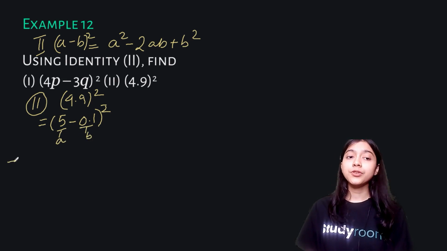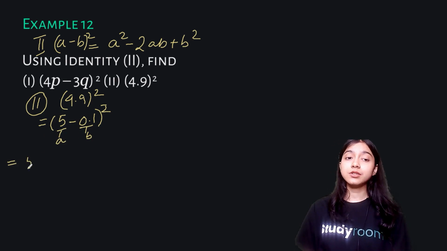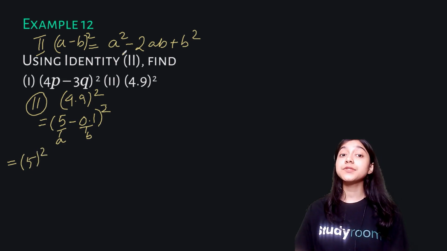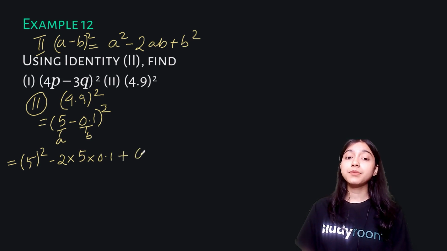And now we will just use the identity 2. So we'll take a square, that is 5 whole square. And then using the identity we have minus 2 times ab. So I'll write minus 2 times a is 5 and b is 0.1. And then we have plus of b square, that is plus of 0.1 whole square.